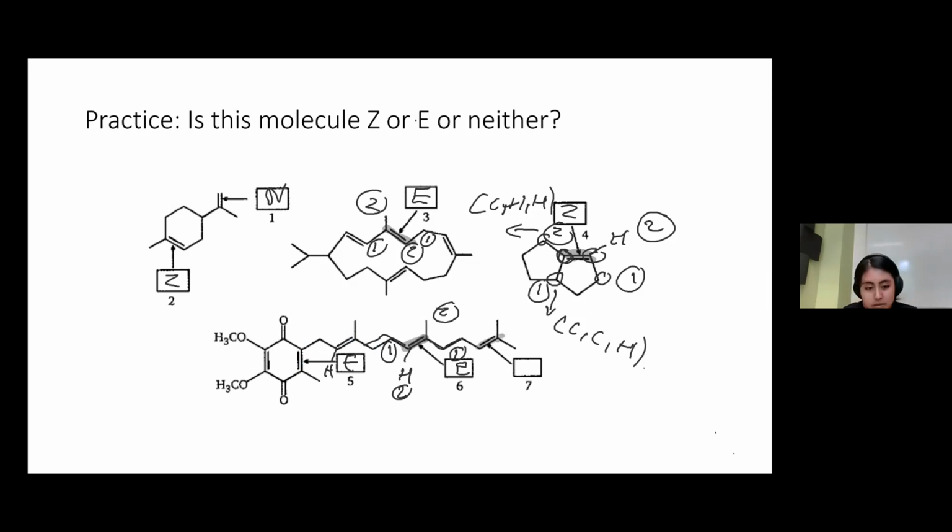So we're looking at this bond right here. Yeah, a lot of you are saying neither. It's definitely neither. It's attached to 2 methyls right here, so you can't really say whether it's one or the other. So it is indeed neither.